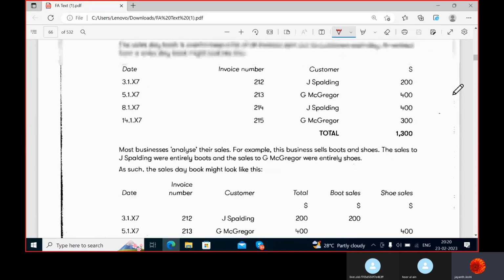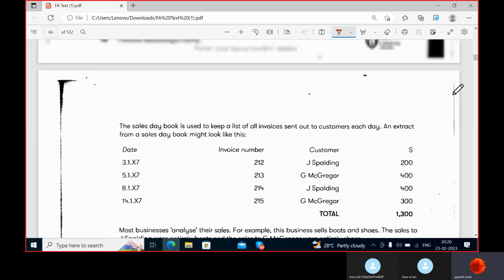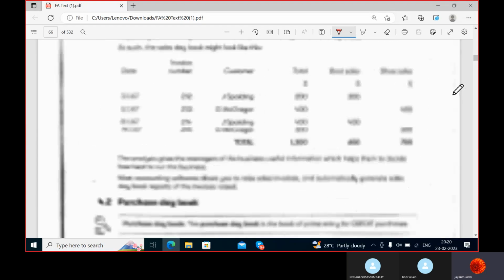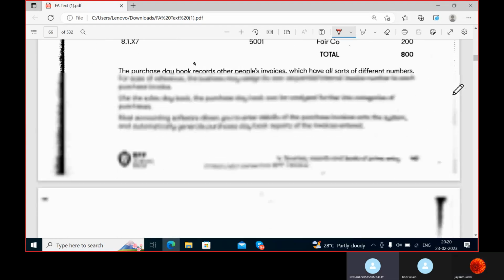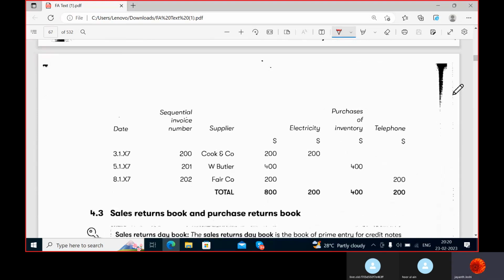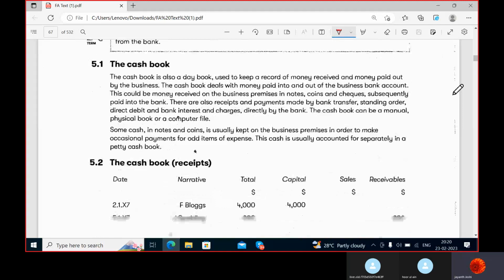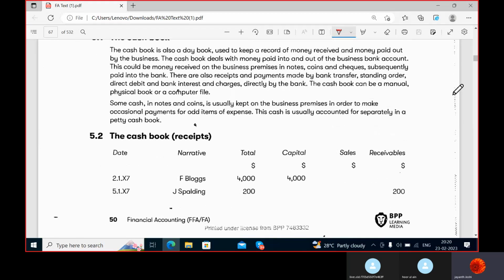So I think you have done your homework of the purchase book and sales day book, correct? If I'm not wrong, please tell me yes or no. Yes, sir. Yeah, I think you have done your homework. If not, then please do it today. If you have any doubts, bring them to my notice. I'll be correcting them. Okay.